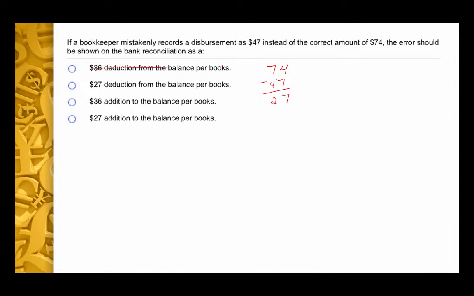So these amounts here are just to confuse us. This is a disbursement, okay? And the correct amount is 74 and we only recorded 47. So we need to deduct this $27. Since we recorded it as 47, we need to continue to deduct $27 to make sure that this is correct. So $27 is deducted from the balance per the books.